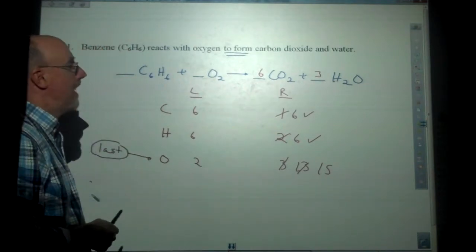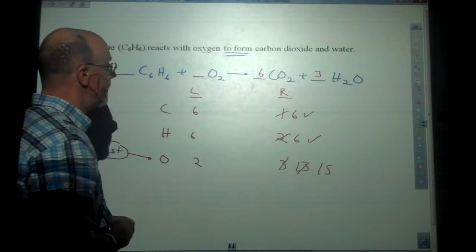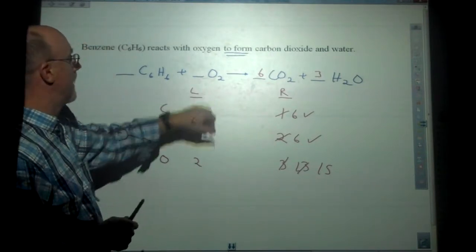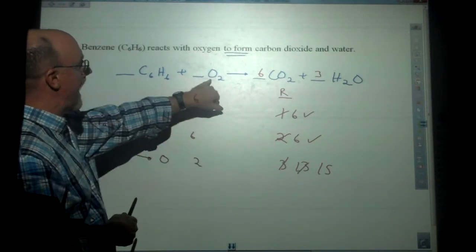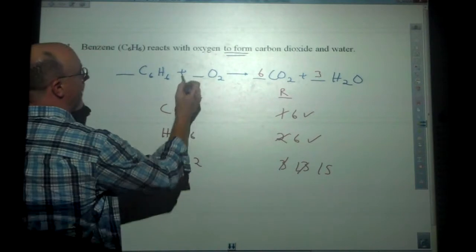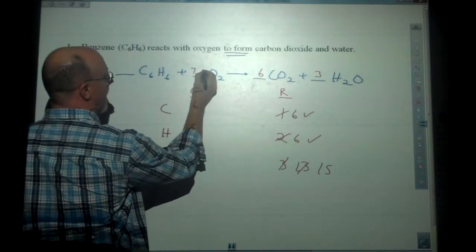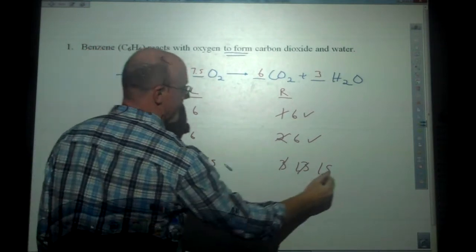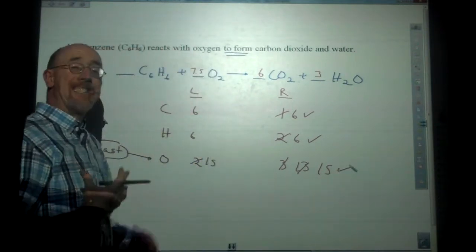What's going on there? So here's a little trick. You can use coefficients, numbers out front, with halves. So you've got to ask yourself, what can we put out front here to get 15 oxygens? And hopefully you realize you can go with 7.5. So 7.5 times 2 is 15. So that gets it balanced.